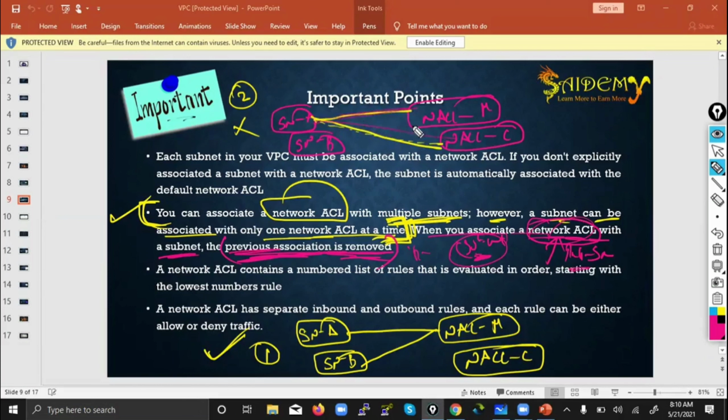Why? What is the reason, guys? Anyone? What can be the reason why they have kept it like this? There is a technical reason. If you think carefully, you can say the answer. Why can't we attach two NACLs to the same subnet is my question.